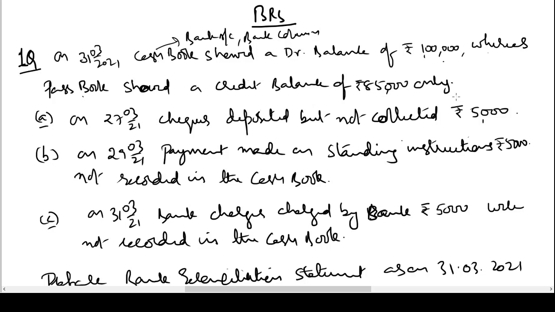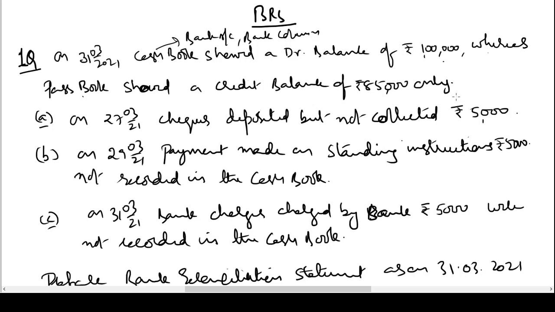On 27th March 21, checks deposited but not collected 5,000 rupees. That means on 27th March we received some checks from the customers, we deposited them in the bank, but the bank has not yet collected payment on these checks for rupees 5,000. That means, as we have discussed earlier, we record an entry for the check when we receive the check. Bank will record the entry only on the day when the money is collected on the check. So there is a difference.